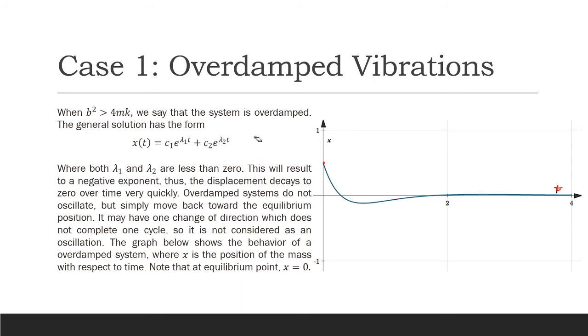So overdamp vibrations class, they do not oscillate. They simply move back toward the equilibrium position. So it may have one change of direction but hindi siya nakakompleto ng isang cycle. So ito nga yung graph natin na yun. So kung ganun pala yung case, we just have to solve overdamp vibrations and treat them as second order linear differential equations with constant coefficients, tapos real and distinct yung roots natin.